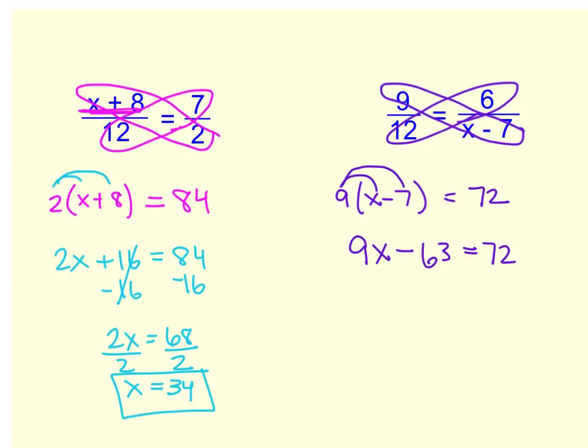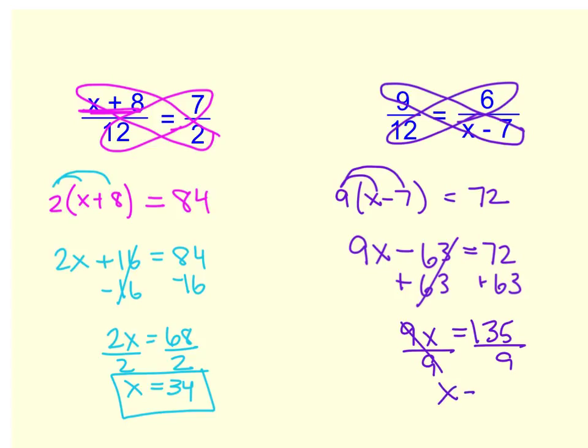Then we're going to solve for x by adding 63 first. Cross off your 63s. And we get 9x equals 135. And then one last step, divide by 9, and x equals 15.